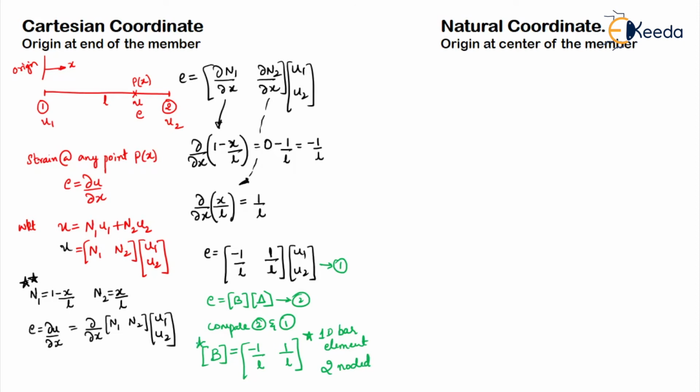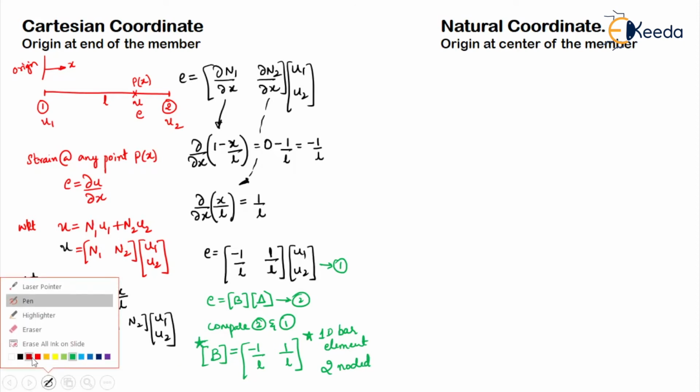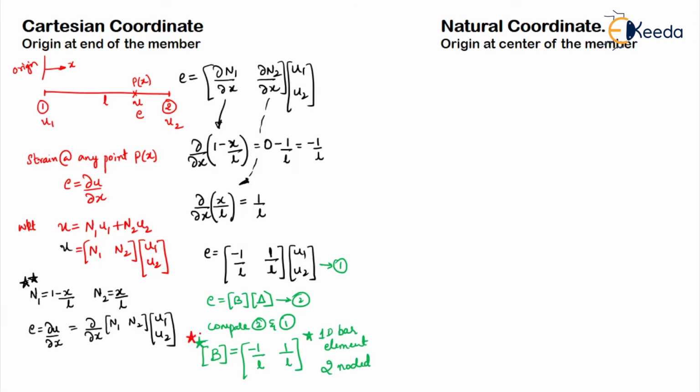So these are standard values you need to remember. Is it clear? So this is how you will derive your strain displacement matrix in terms of Cartesian coordinate. Now if you want to do it in natural coordinate, here what we are doing, we are taking the origin at the center of the member.